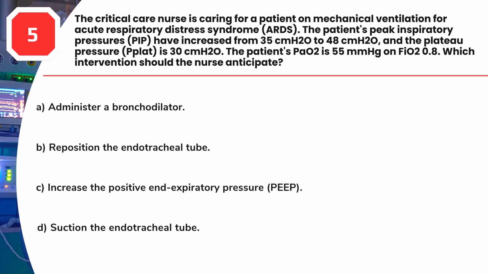Question 5. The critical care nurse is caring for a patient on mechanical ventilation for acute respiratory distress syndrome, ARDS. The patient's peak inspiratory pressures, PIP, have increased from 35 cmH2O to 48 cmH2O, and the plateau pressure, Pplat, is 30 cmH2O. The patient's PaO2 is 55 mm of mercury on FiO2 0.8. Which intervention should the nurse anticipate?